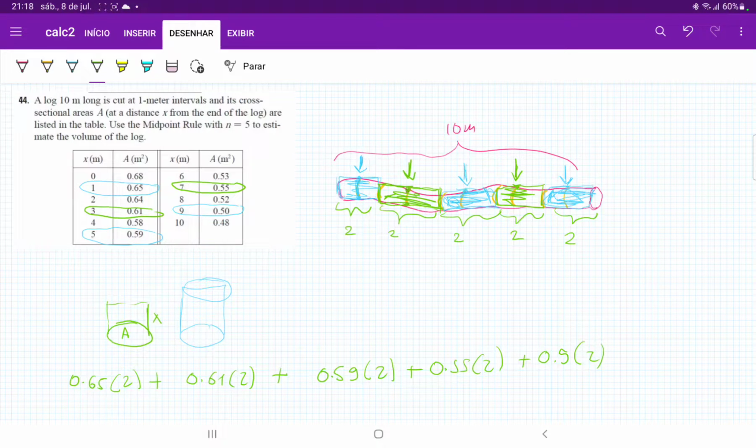And this should give us, let me just double check my math. This should give us 5.8, and our units, we have meters squared times meters, so it's going to be meters cubed, and that's the volume that we have.